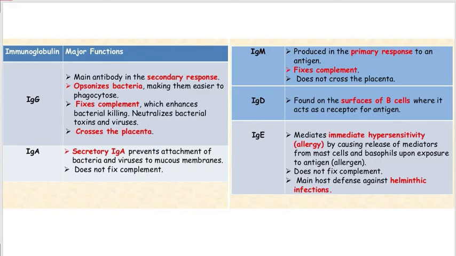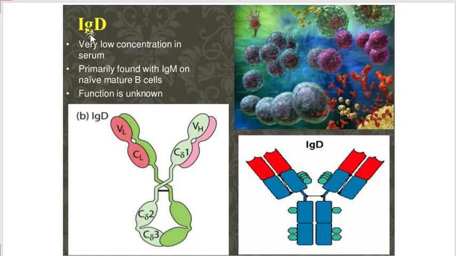The next class of antibody is IgD. IgD is very low in serum concentration. It was discovered in a multiple myeloma patient. Normally it is not released by the activated B cell or plasma cell, but its main function is as a membrane-bound immunoglobulin along with IgM. So serum concentration is not detected unless there is some specific problem.